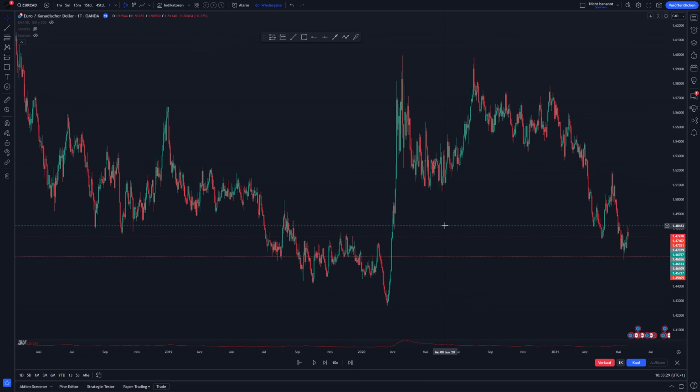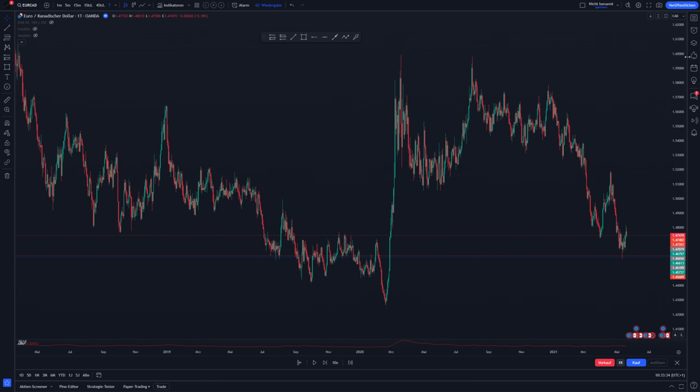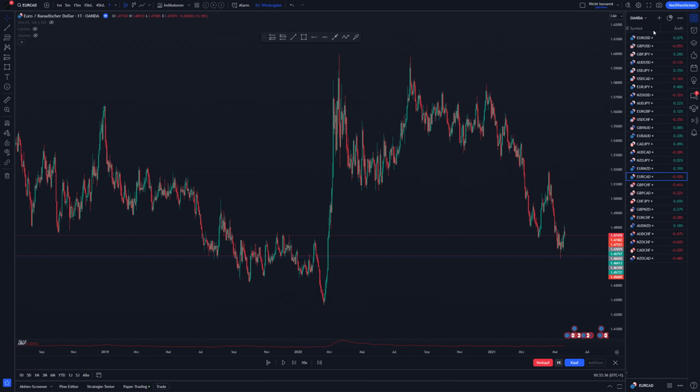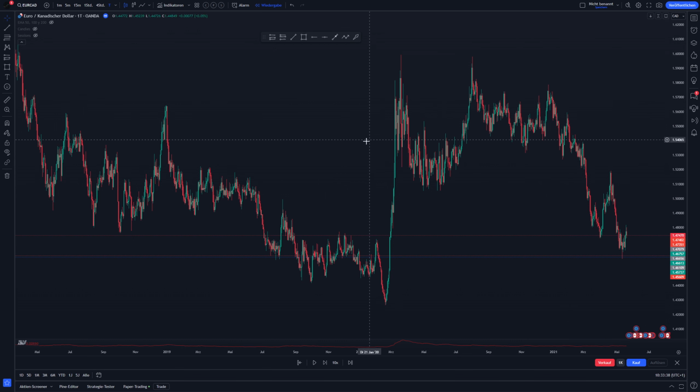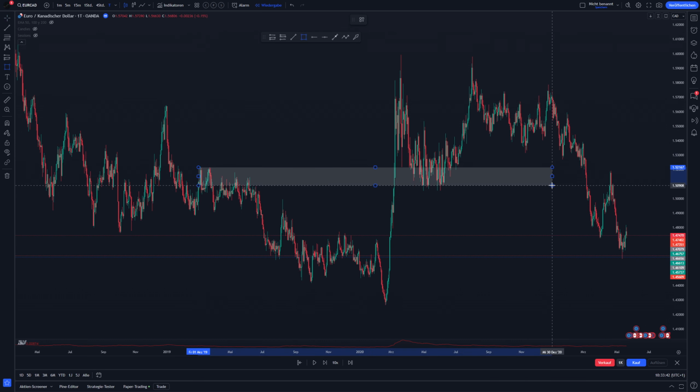So today we're gonna have a quick guide on how to draw zones. You can do this on Forex, crypto, stocks, it doesn't really matter. And these are just areas where price is likely to bounce.